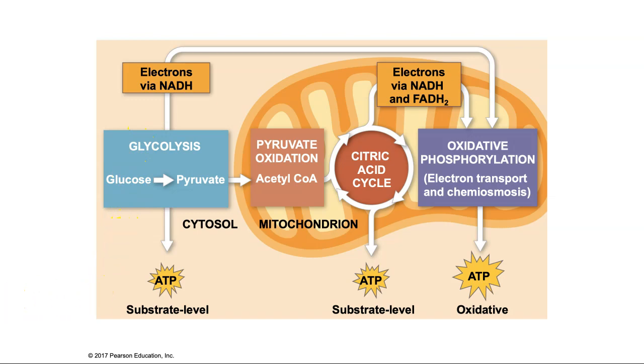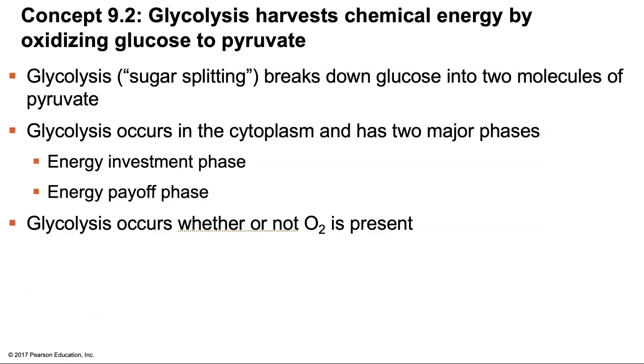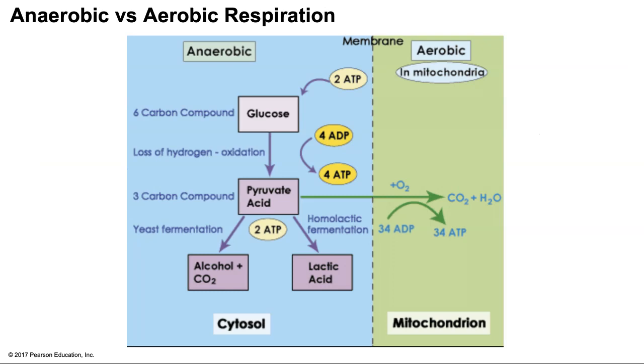But glycolysis occurs in the cytoplasm, and there are two major phases of it. We have an energy investment phase and an energy payoff phase. So let's look. And then one other thing, it occurs whether or not oxygen is present. I'll double back to this concept when we see where oxygen comes in, because I think right now it doesn't really mean much to you.